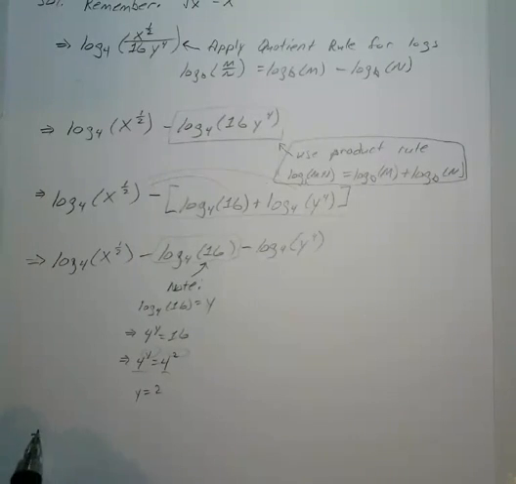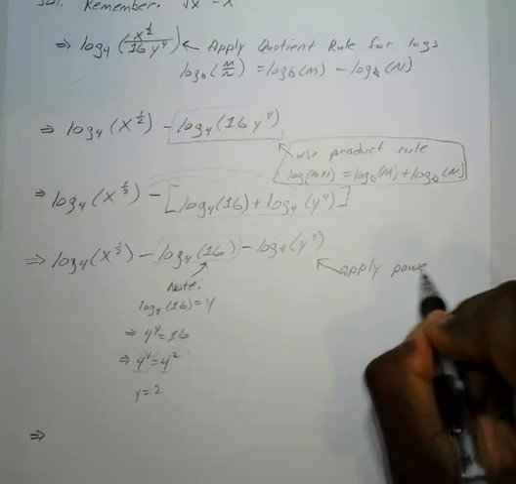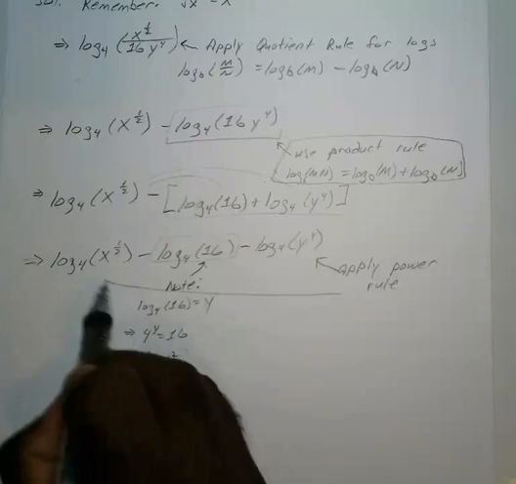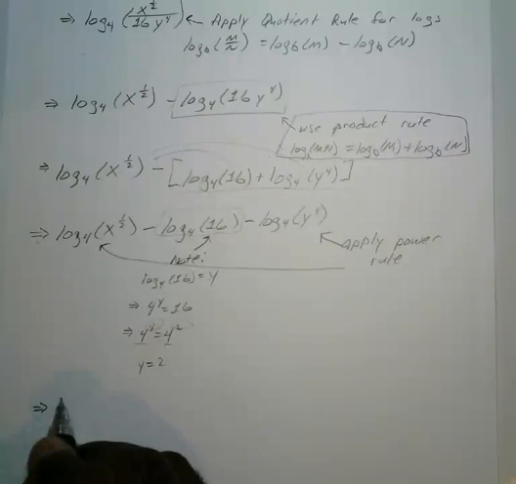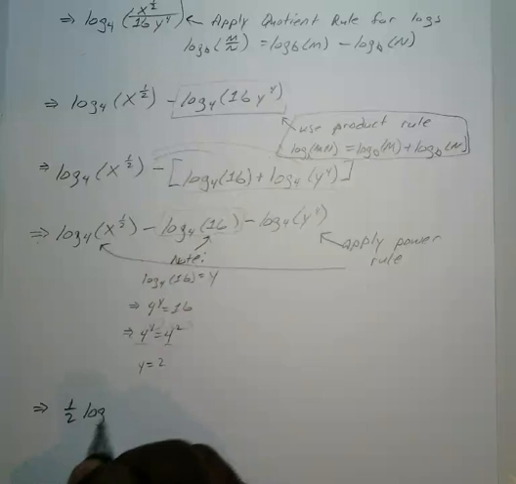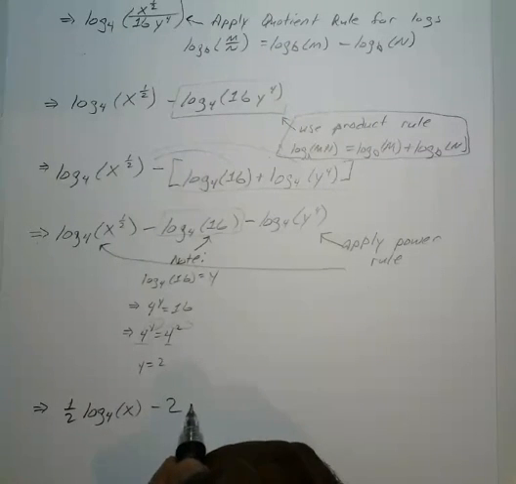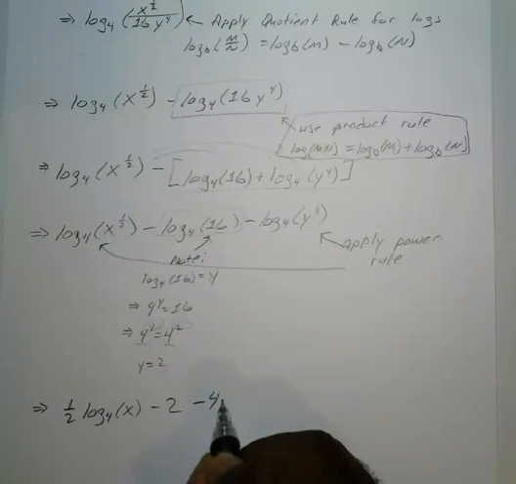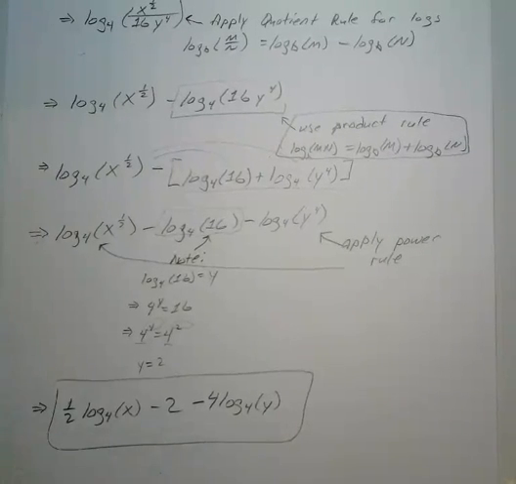All right, so that gives us, once we apply the power rule to both of these, that 1/2 comes down to the front. So you have 1/2 log base 4 of x minus 2 minus 4 times log base 4 of y. Okay, so that would be your final answer. So again, you just have to look out for those little rules that you learned along the way. It definitely helps.